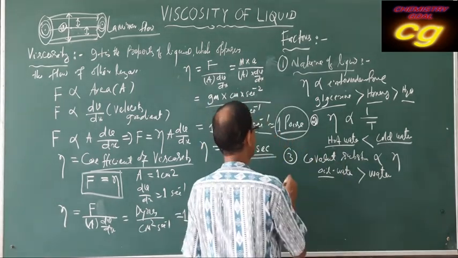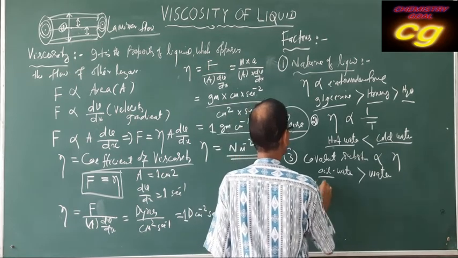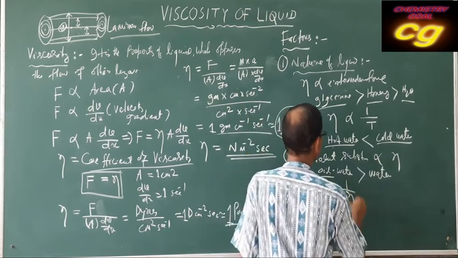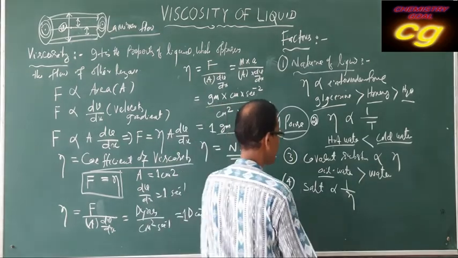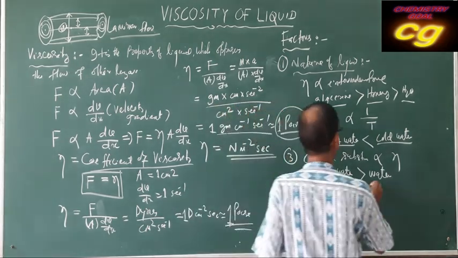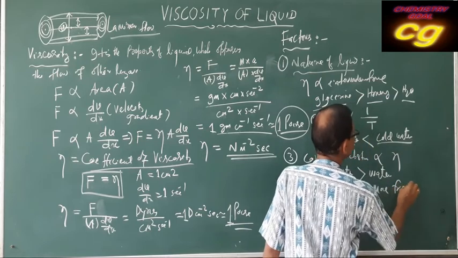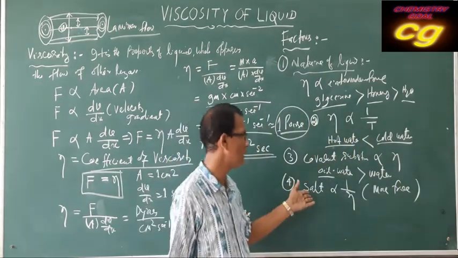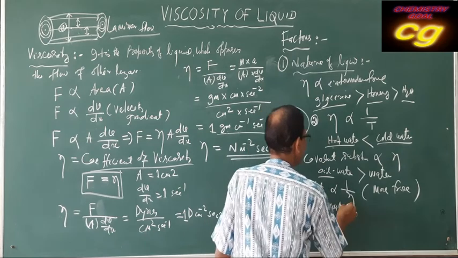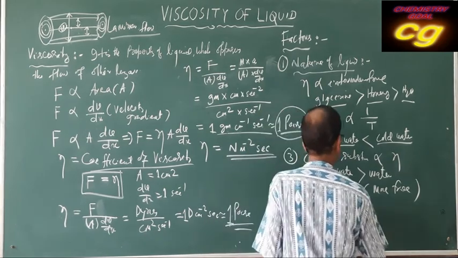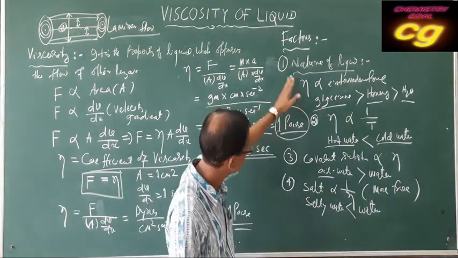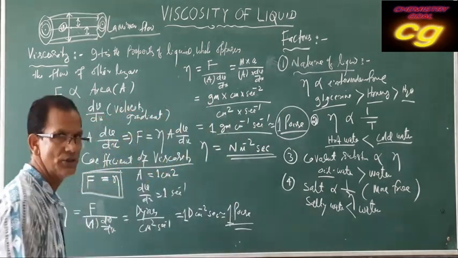The fourth point is salt. Salt decreases viscosity. If you add salt to water, viscosity decreases. That means the liquid is more free, more mobile. That means salty water is less viscous than water. So these are some important factors related to viscosity.